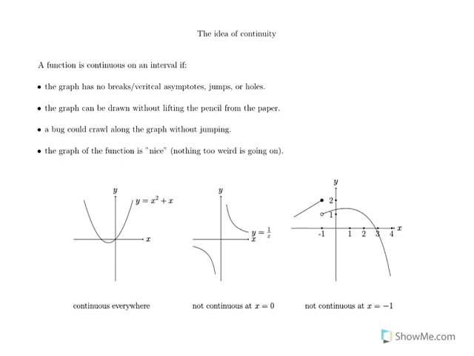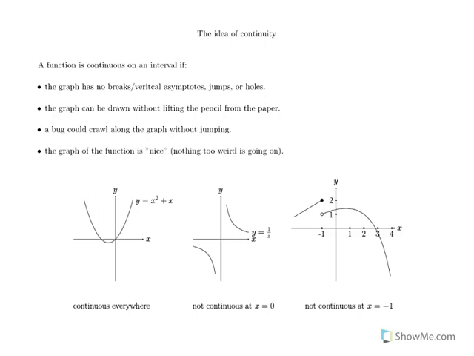So before we give the definitions of limit and continuity, let's just try to understand what are these ideas in a more general sense. A function is continuous on an interval if, and any of these things are a way to sort of think about continuity, the graph has no breaks, vertical asymptotes, jumps, or holes, and we'll see some examples of those down below in a second.